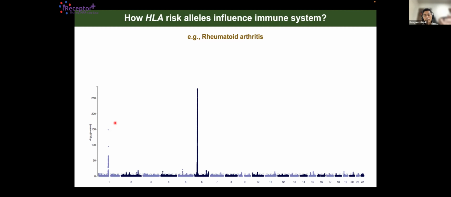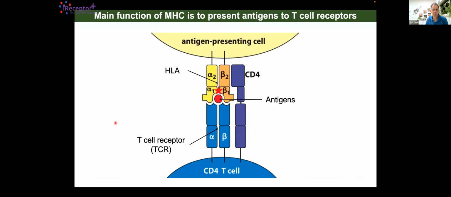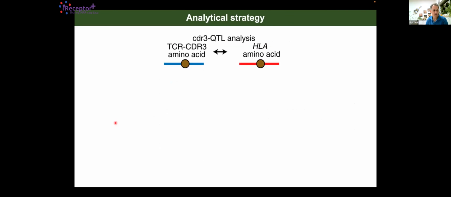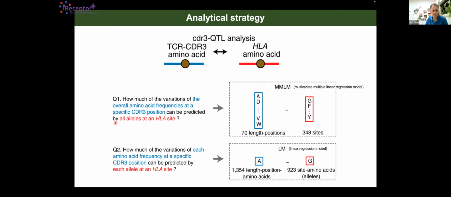Okay, thank you. I see that Corey Watson posted a question in the chat. How does your model incorporate inputs from V, D, and J alleles? You were talking about the association between HLA and CDR3. Did you also look at the D, J, and V alleles?